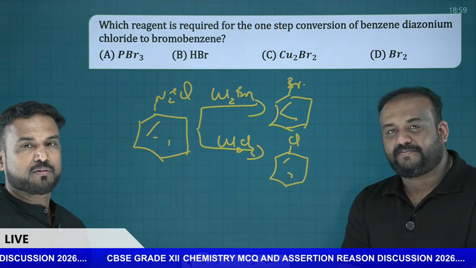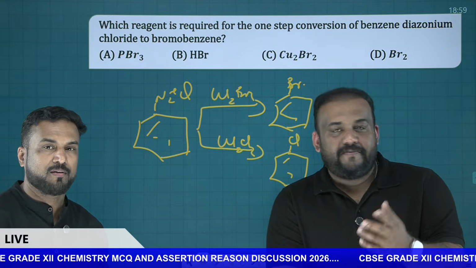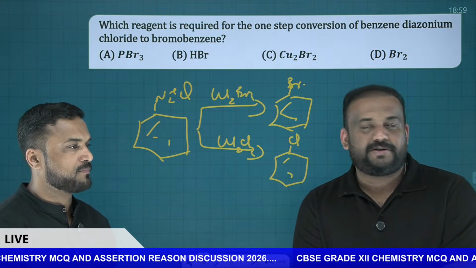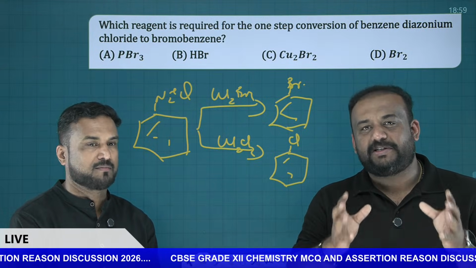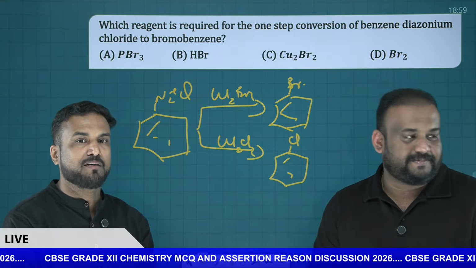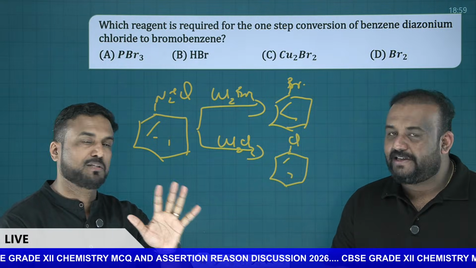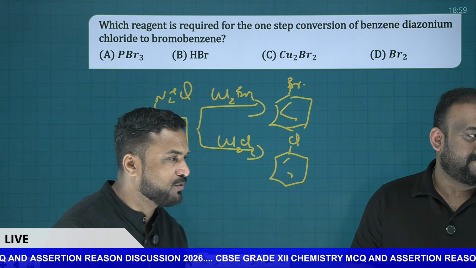Even cyanobenzene can also be prepared. We have already instructed all the students to make a list of all the conversions related to benzene diazonium chloride, because it is one of the best starting substances to synthesize many other chemicals. One question, definitely, they will ask from the conversion of benzene diazonium chloride. No doubt.